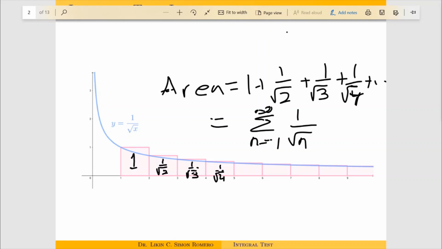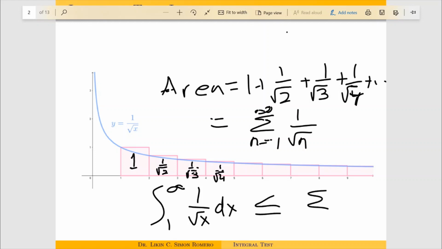Observe that we use left sums here, and thus the area of these rectangles is actually slightly bigger than the area under the curve. And so we see that this definite integral, remember this is an improper integral, of 1 over the square root of x dx, this area is going to be less than or equal to the sum of our infinite series, 1 over the square root of n.